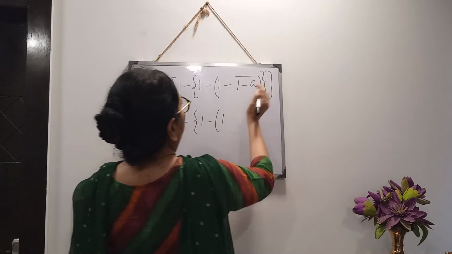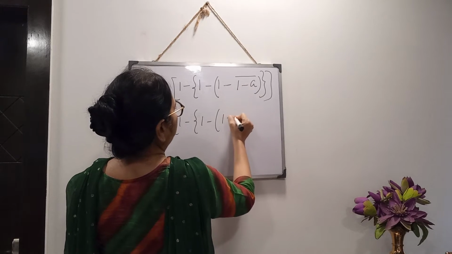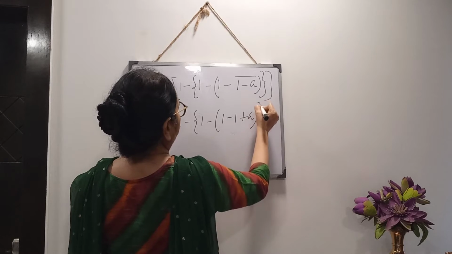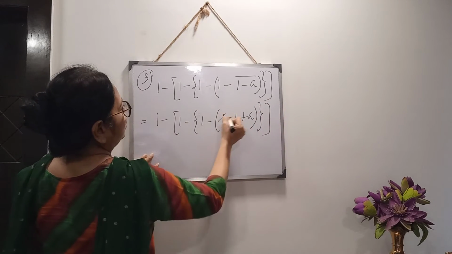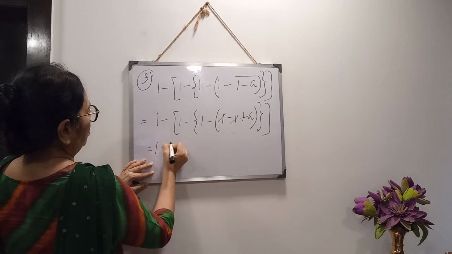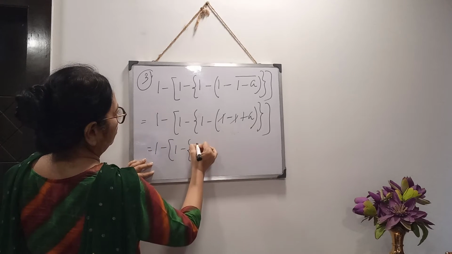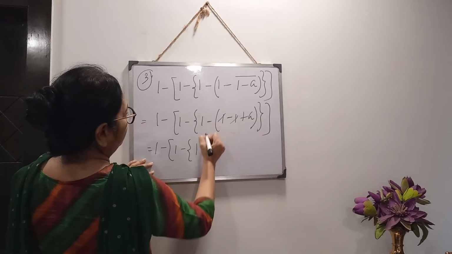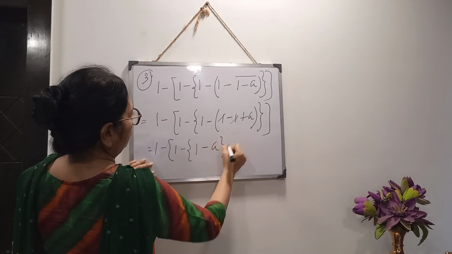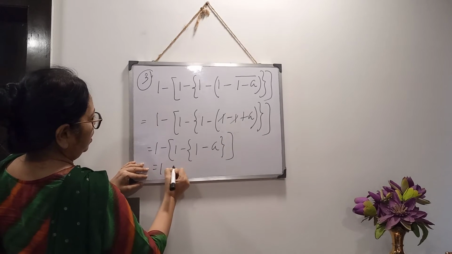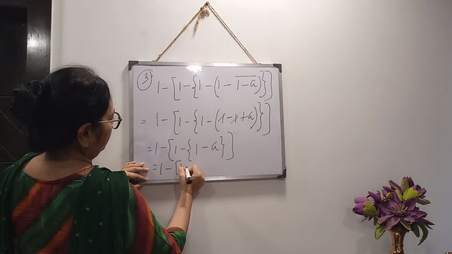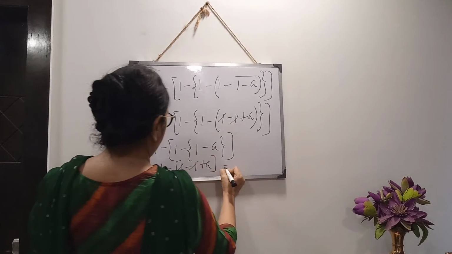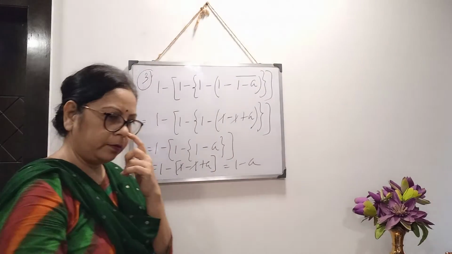Now when you remove the bar, there is minus. So it will become minus, and minus minus it will become plus here. Now this and this cancel out. 1 minus. Now in the first bracket only a is there. So if you remove the first bracket, it is coming this, 1 minus 1. Then remove the second bracket, minus 1 plus a. This is cancelled out. Then 1 minus a.